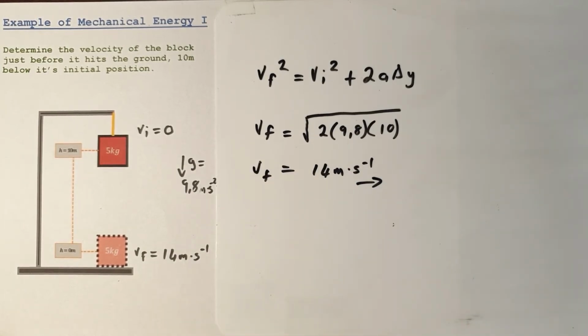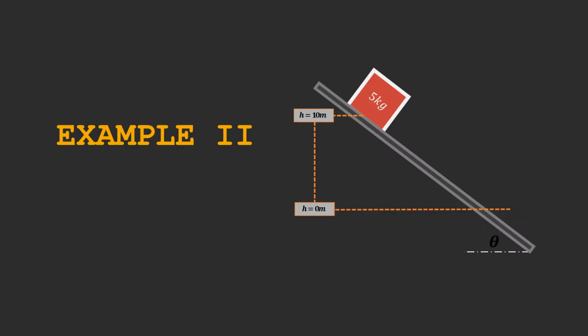Now in this case, obviously doing this is actually quicker than doing the energy formula, but in the next example, we will look at something on a slope, and that's where the difference really comes in. Example 2, we're going to look at a block sliding down a slope.